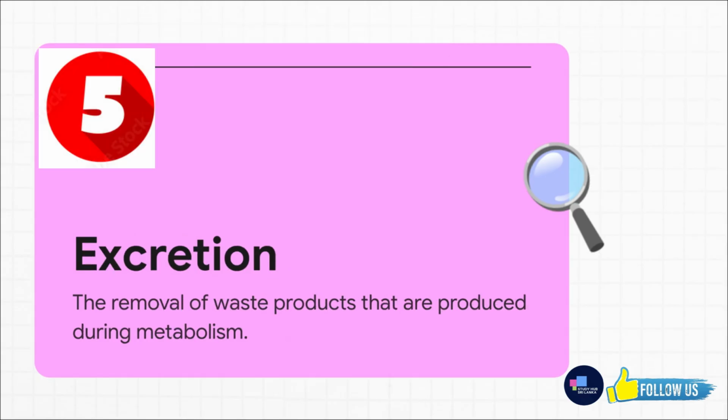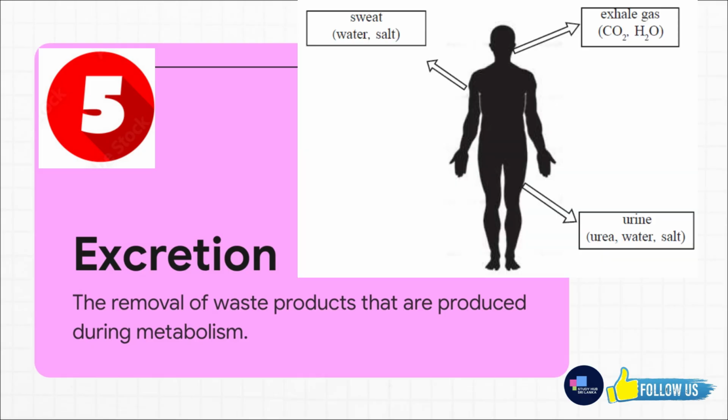Now, all those chemical reactions happening inside an organism, we call that metabolism, they create waste products, just like a factory. Excretion is simply the body's way of getting rid of those toxic waste products, things like the carbon dioxide we breathe out. It's basically the cleanup crew, keeping the inside of the organism healthy and stable.